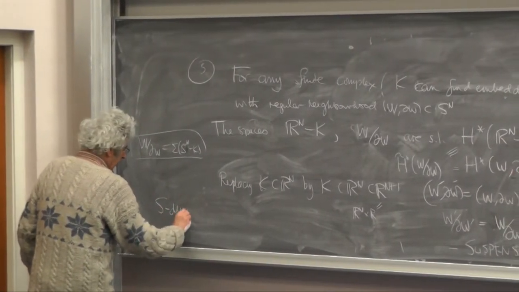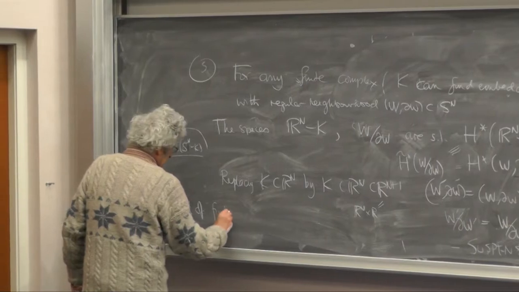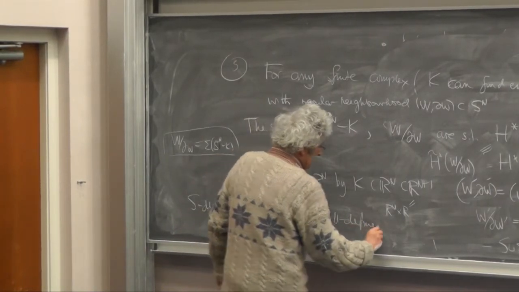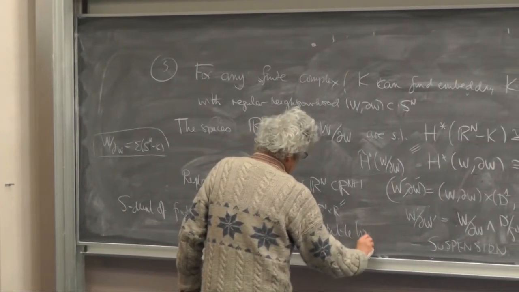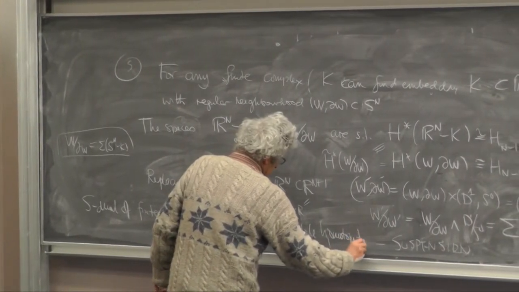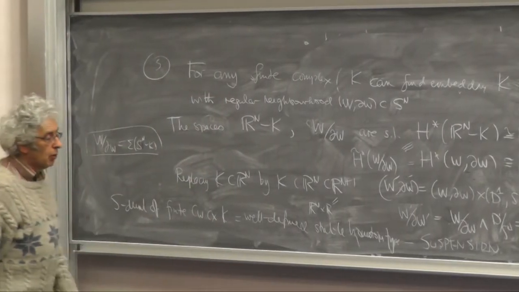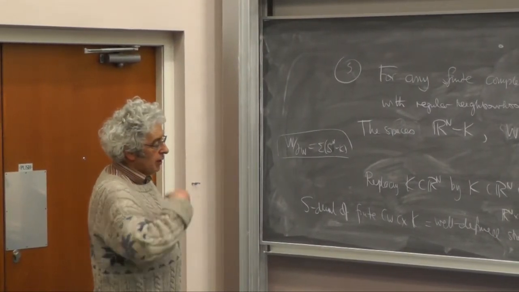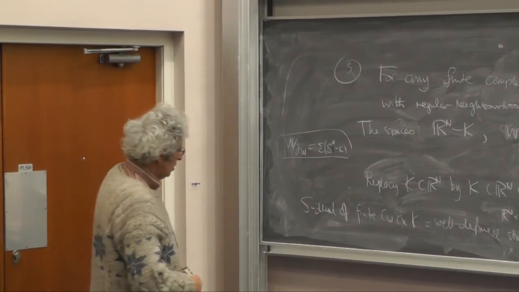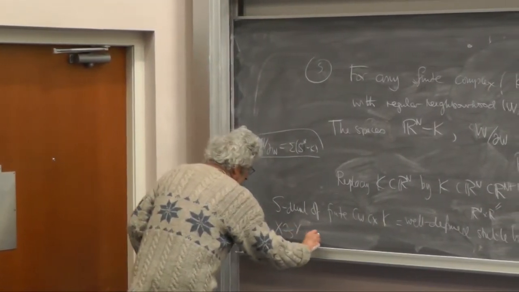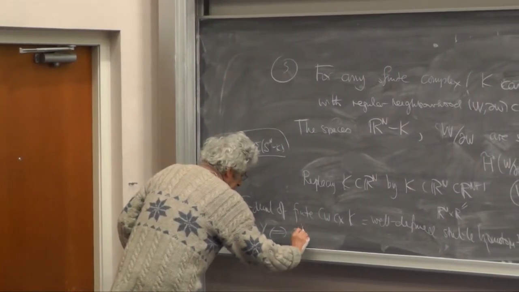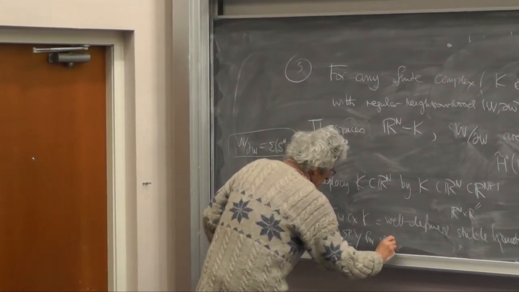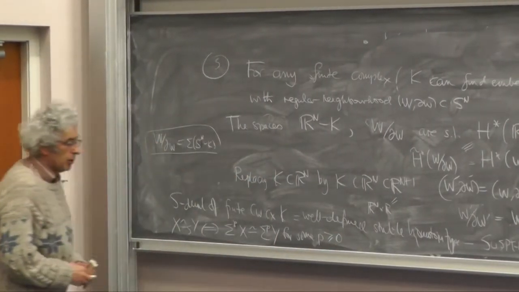So the S-dual of a finite CW complex K has a well-defined stable homotopy type. That's really all that I will want. Stability means you say that two spaces are stable homotopy equivalent if after suspending, X is stable homotopy equivalent to Y if and only if the suspension of X is homotopy equivalent to the suspension of Y for some number of suspensions. So that's stable homotopy theory.